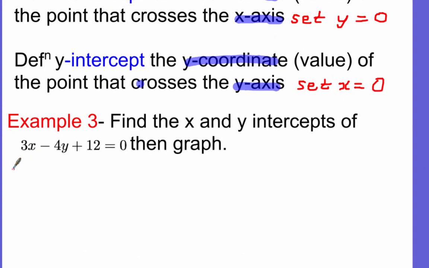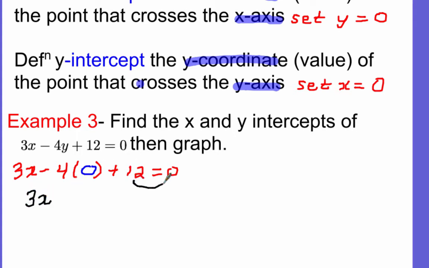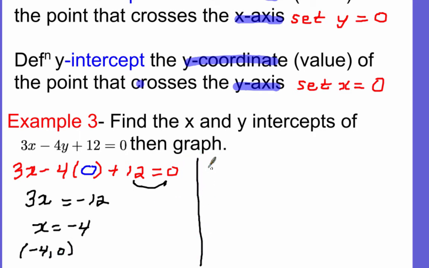So if I want the x-intercept, I'm going to say 3x minus 4 times, and what we're going to do is plug in 0 for y. Okay? Because we want the x-intercept. So now we're going to have 3x, let's combine steps. 3x, the 12 has got to go over here. So that's going to equal negative 12. So x equals negative 4. That's the x-intercept. So the ordered pair is negative 4 comma 0 because we set y to be 0. I don't know if we'll have enough space to graph, but we'll try.